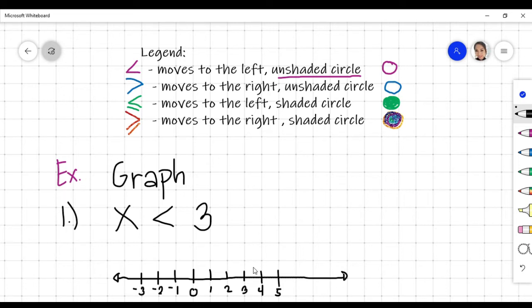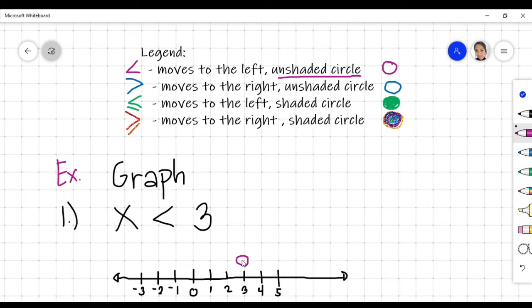So to graph this one, the symbol here is less than. Remember, in the less than, it moves to the left, and we will use the unshaded circle. So we will make use of the unshaded circle for 3. You can do it above 3.